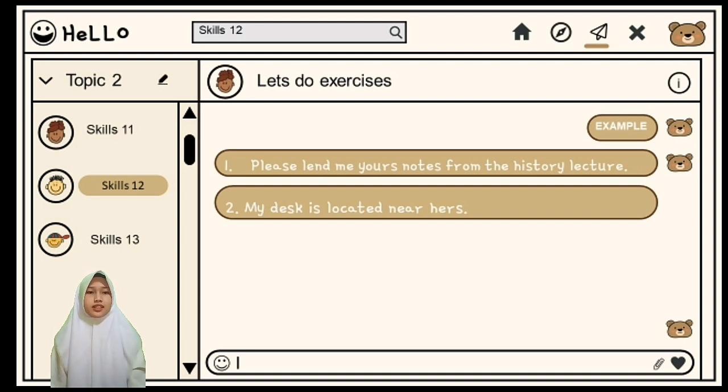Number 2. My desk is located near hers. And the answer is correct. Why? Because it's not followed by a noun. My is a possessive adjective and hers is a possessive pronoun.